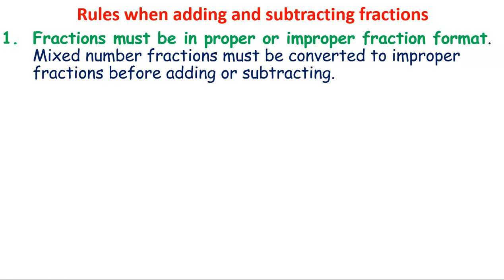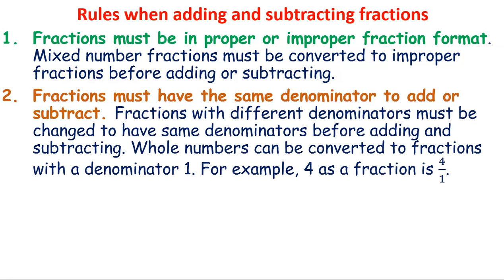So my first rule says that fractions must be in proper or improper fraction format. So mixed number fractions must be converted to improper fractions before adding or subtracting. Now some of you may have in the past, possibly at primary school, added and subtracted mixed number fractions. But because we're doing this remotely, I thought the safest way, for those that aren't familiar with how to do that, is that maybe you can convert everything to a proper or an improper fraction format first before we actually do addition. I think it's probably a safer way to do it.